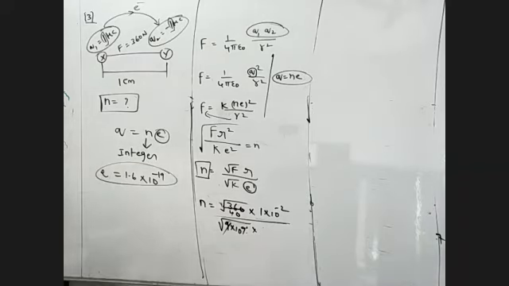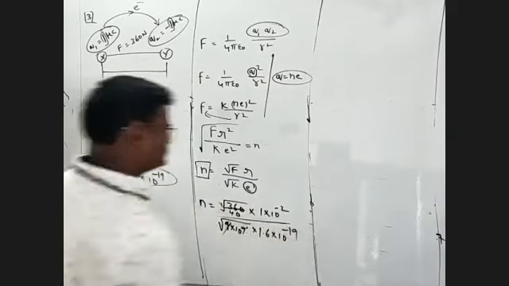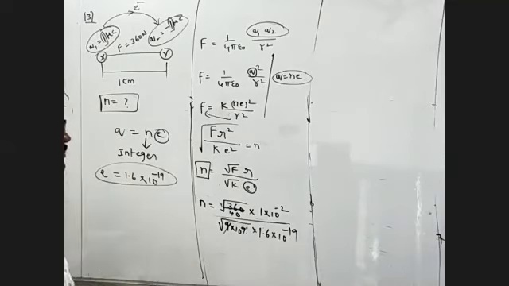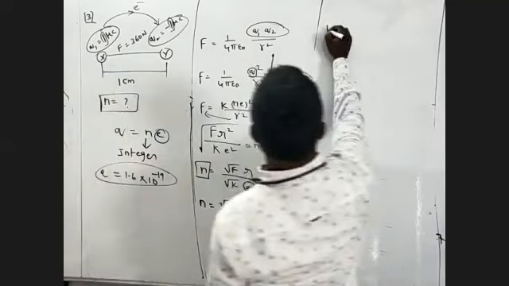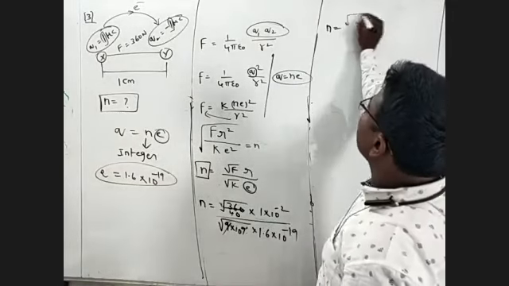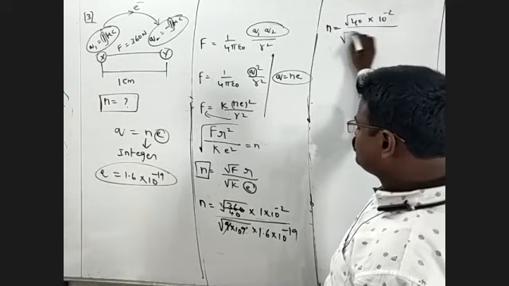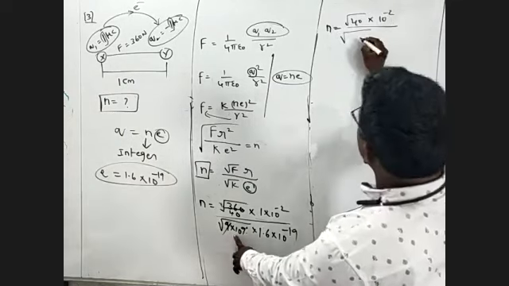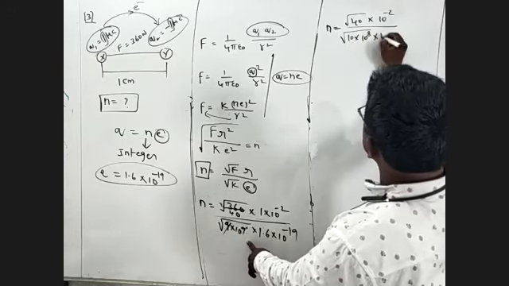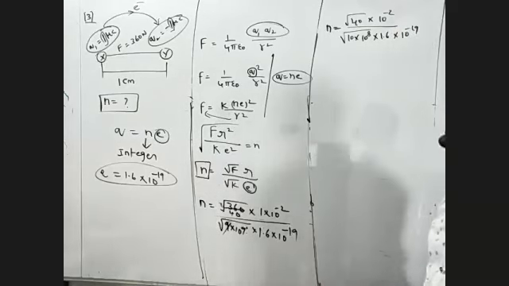10 power of minus 90. Now 1.6 into 10 power of minus 19. E means we take the charge of the electron. Now what is the value of n? So n is equal to root 40 into 10 power of minus 2 by root 10 power of 10 into 10 power of 8 into 8 into 1.6 into 10 to the power of minus 19.